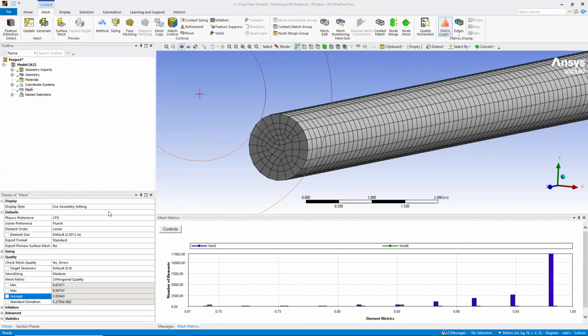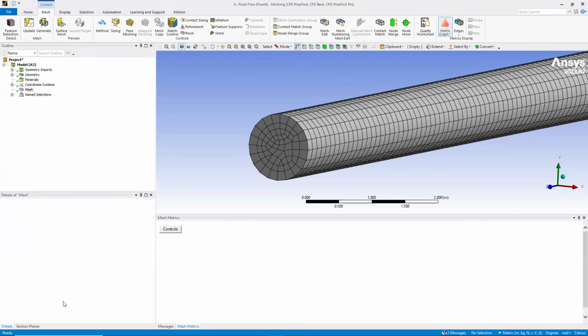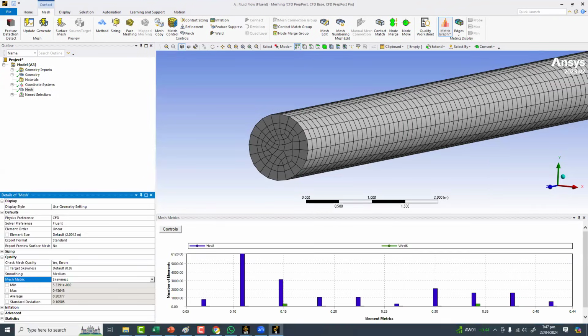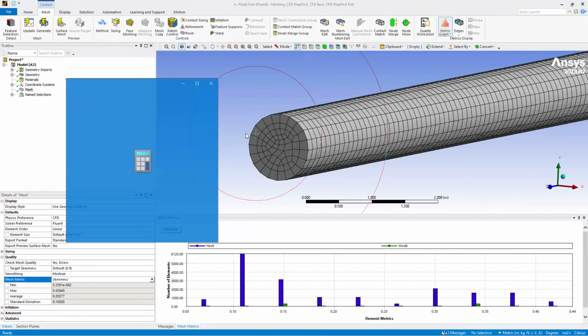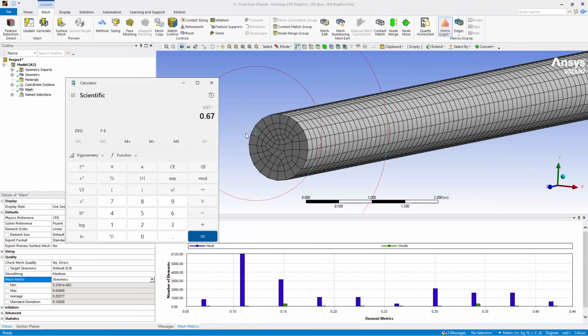Okay, one thing is the quality. Right now the minimum quality is 0.67. And I told you that skewness is not exactly 1 minus the orthogonal quality, but roughly speaking it should give you values around that. So if you take a look at the skewness, 1 minus 0.67 is around 0.33. Here it is showing that the maximum skewness is 0.43.